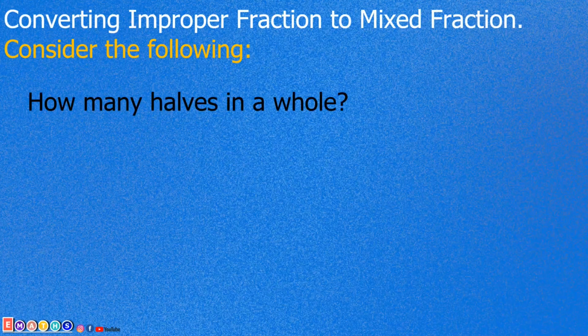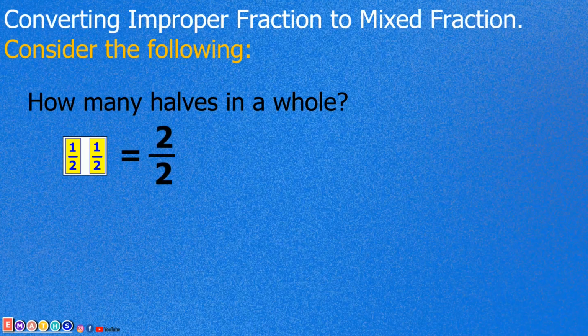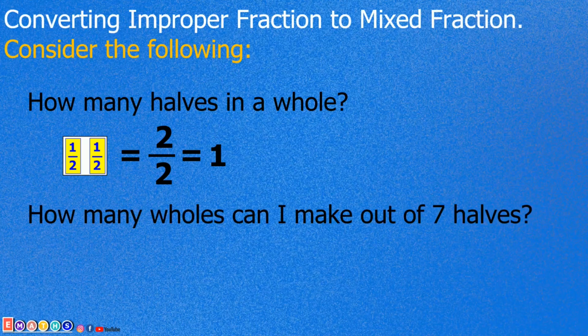How many halves in a whole? We know there are 2 halves in 1 whole. 2 halves makes up to 1 whole. Since we know this, let's now try to figure out the following example.